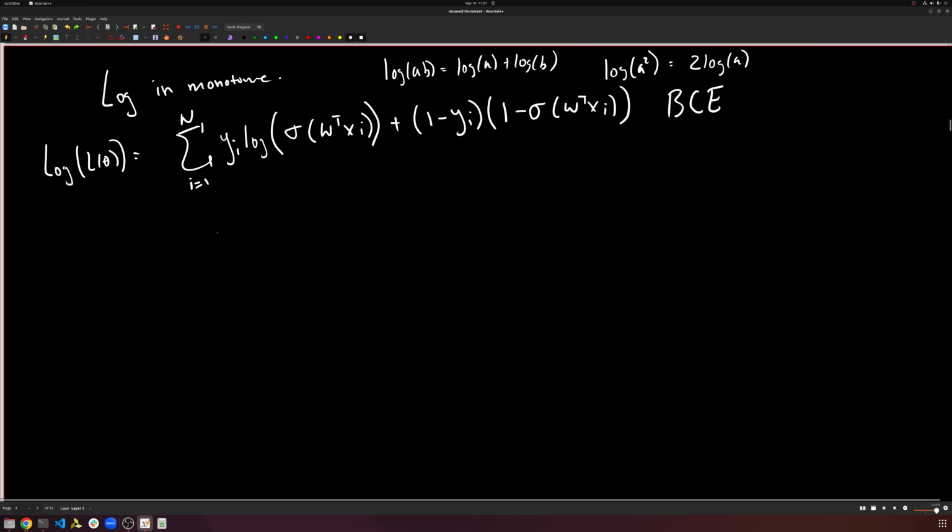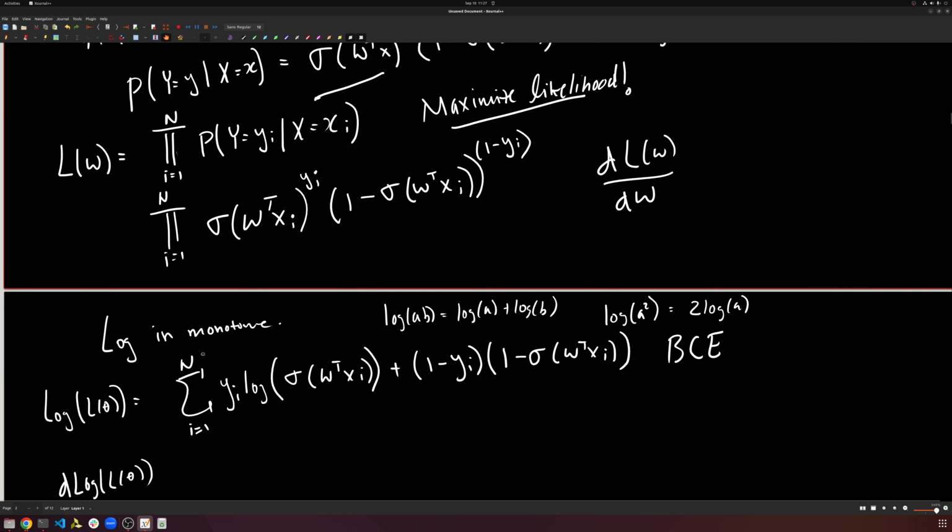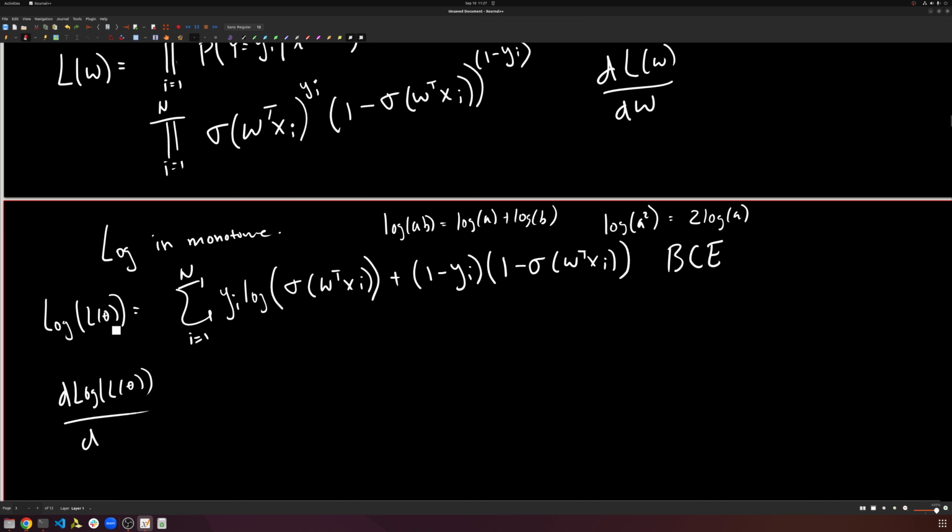Good. So we have this log function. Now what we want to do is go ahead and take the derivative, right? We can do d log L of theta divided by, I keep writing theta. I really need to not do that. Sorry, these theta should be W.